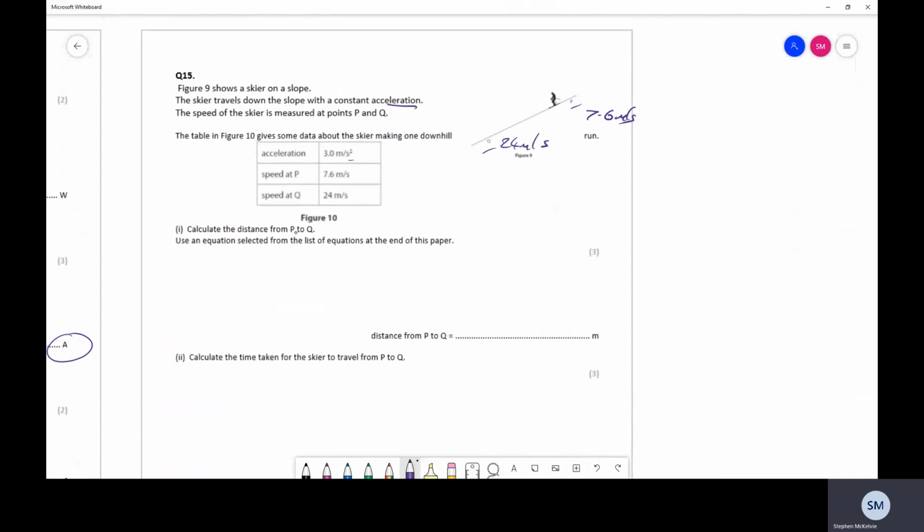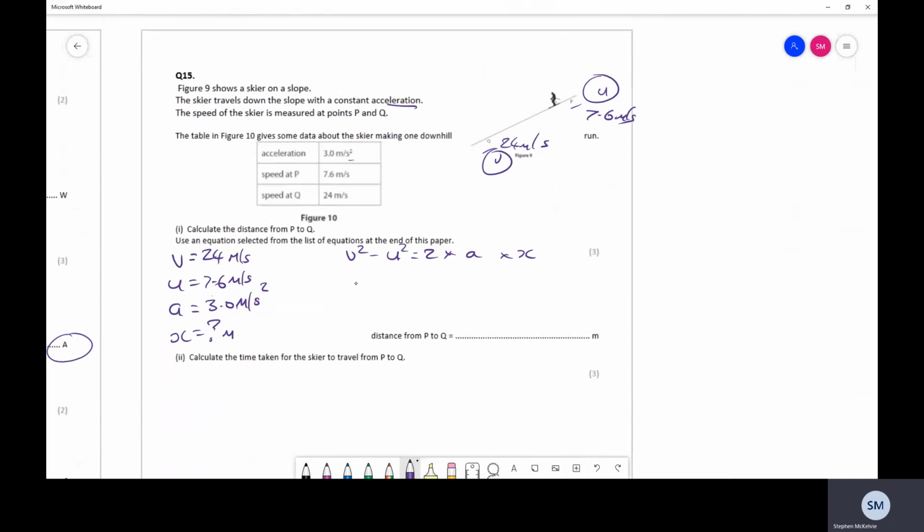Calculate the distance from P to Q. Use an equation selected from the list of equations at the end of this paper. So we're going to have to use the equation v squared minus u squared equals 2 times a times x. Remembering that u is my initial speed, v is my final speed. I'm going to write down that v is equal to 24, u is equal to 7.6, a is equal to 3.0 meters per second squared. I've not been putting my units in. And the distance is, I do not know how many meters, but I'll figure that out in a second.